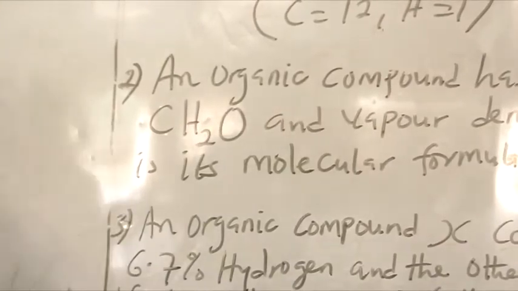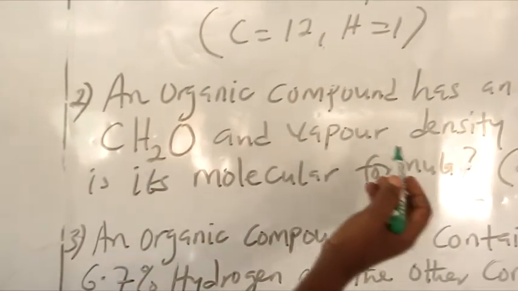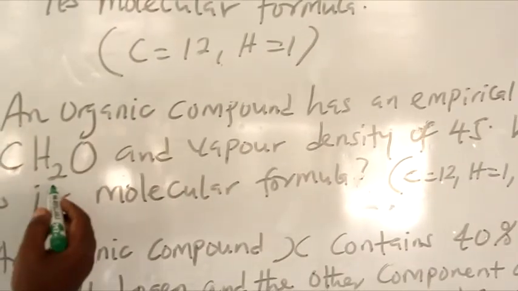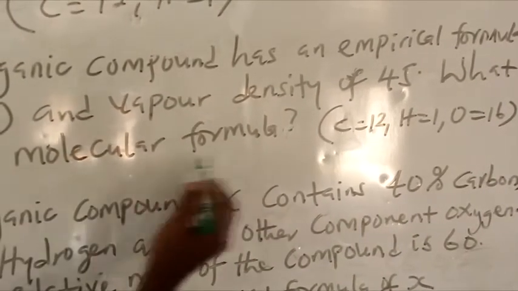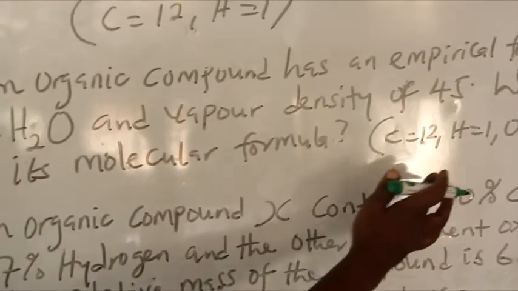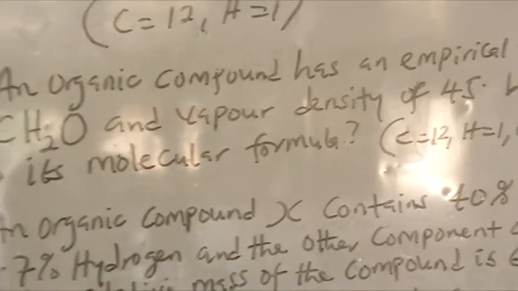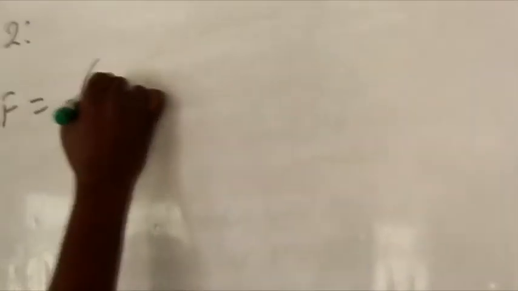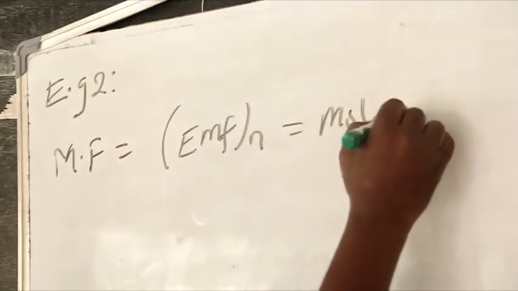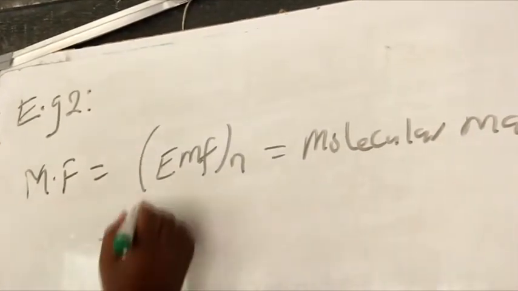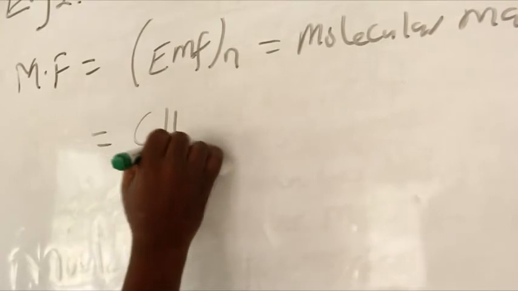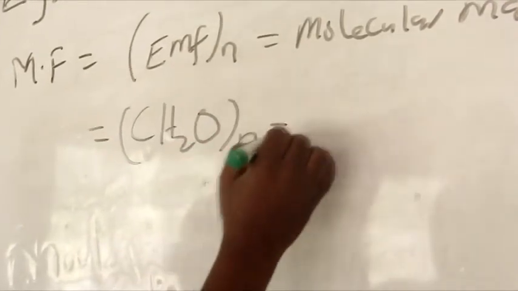All right, example 2. An organic compound has an empirical formula CH2O and vapor density of 45. What is its molecular formula? The relative atomic masses of the constituent elements are given there. This is very, very simple. As you know, molecular formula is equal to bracket empirical formula, n, equals molecular mass or weight. The empirical formula is given in the question: CH2O. You don't need to worry yourself.